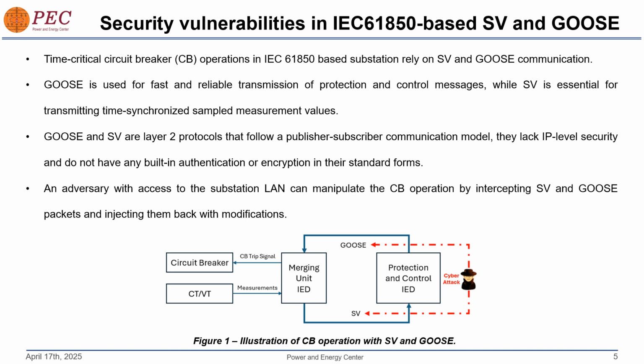To address these time critical requirements, GOOSE and SV are formed as layer 2 protocols that follow a publisher subscriber communication model, such that they lack IP level security and don't have any built-in authentication or encryption in their standard forms. If an adversary gains entry into the substation local area network, the adversary can easily manipulate the circuit breaker operation by intercepting SV and GOOSE packets and simply injecting them back with modifications.